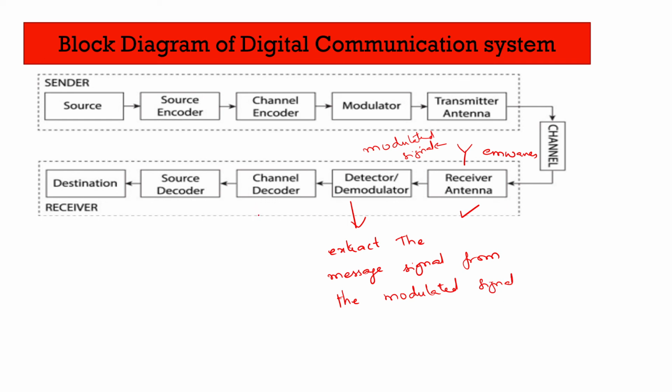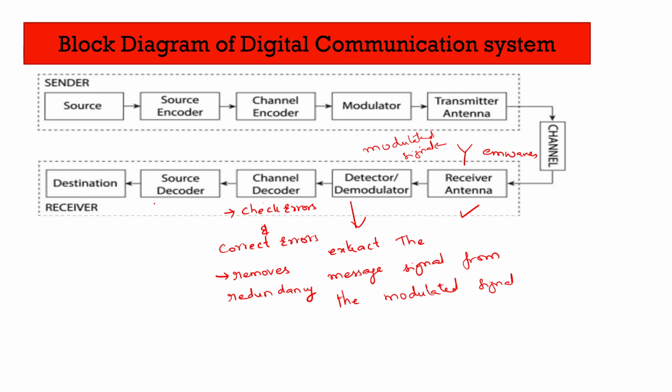And after we get the message signal, it is passed through the channel decoder. At the channel decoder, we check for errors, and if there are any errors, the correction is also done. And whatever extra bits we have added, we remove here. So it removes the redundancy. And then it is given to the source decoder.